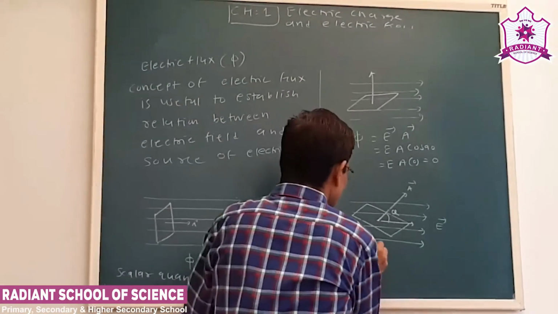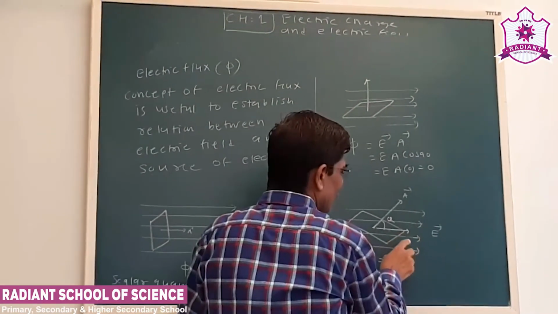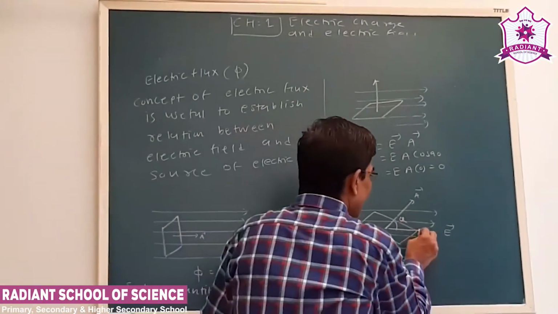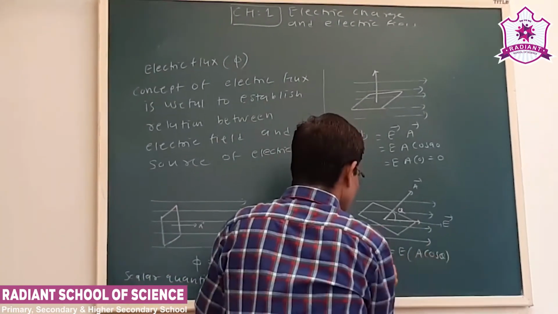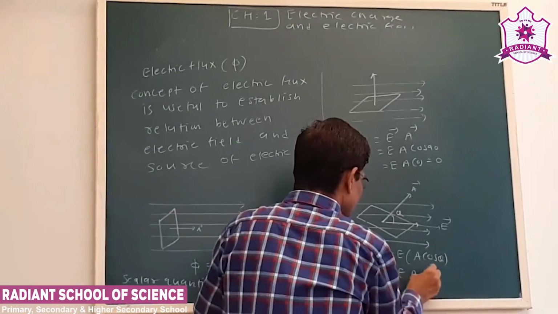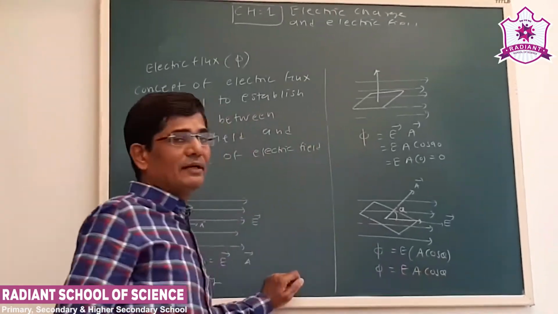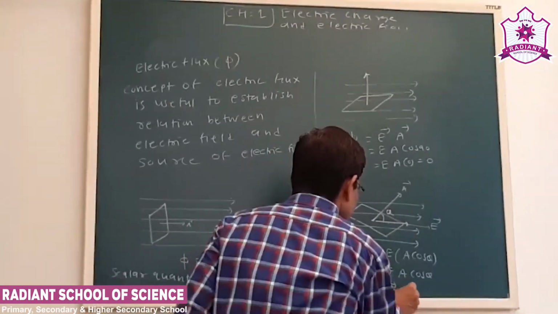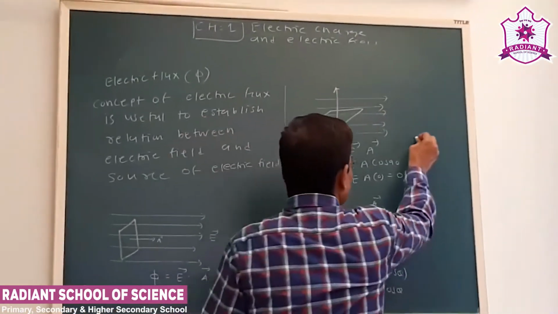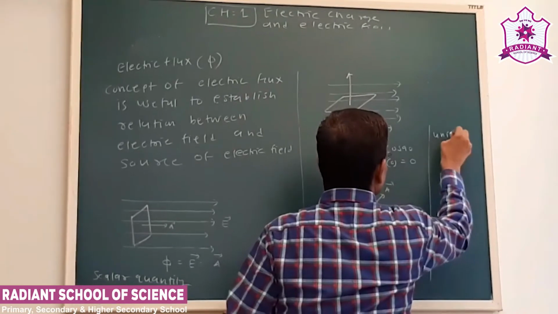So in that case, here flux is E, and the component of the area vector in the direction of the electric field is A cos theta. So flux is E A cos theta. Now we are familiar with the scalar product, so flux is nothing but E dot A. Now next we have to see about the unit and dimension.